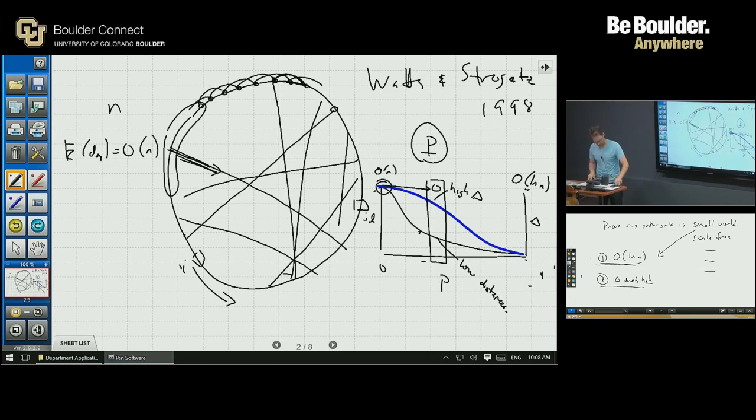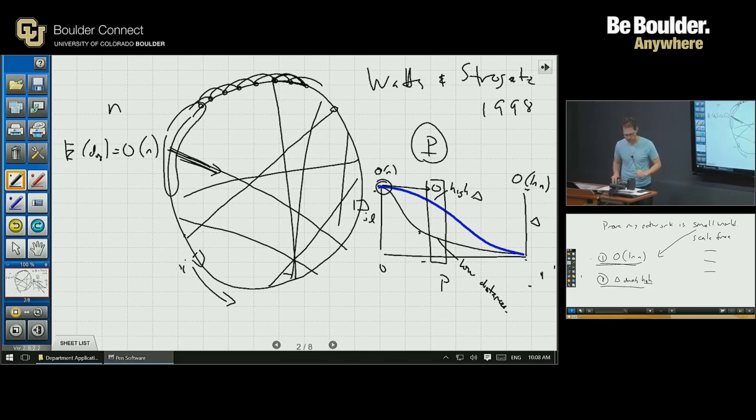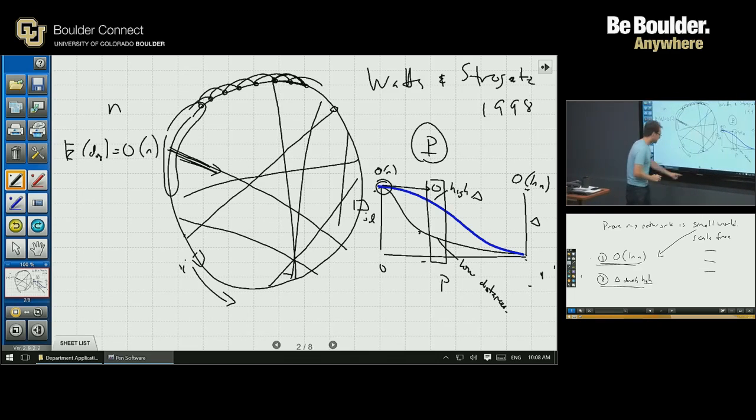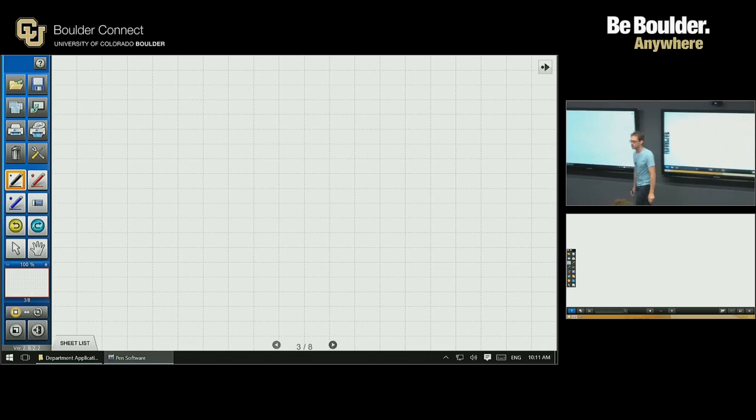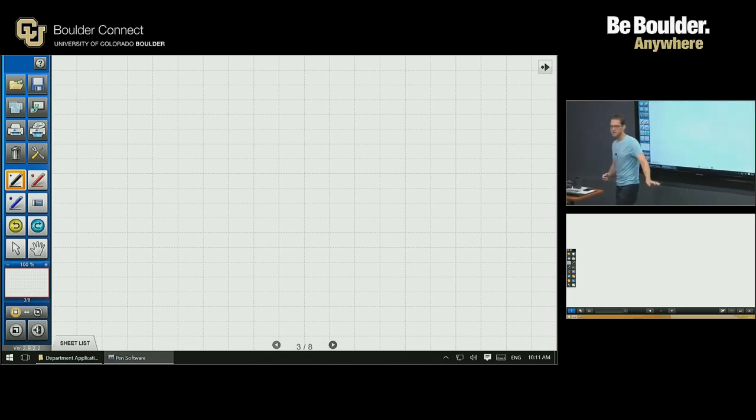Okay. How are we doing? Not too bad. Questions about paths and small worlds. I didn't talk about scale-free graphs because we'll talk about it later in the class.